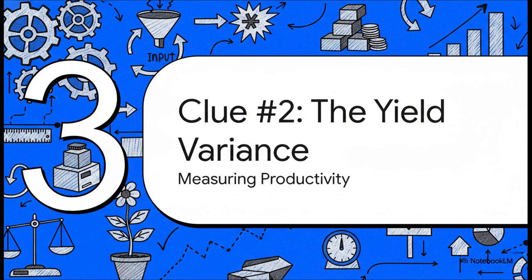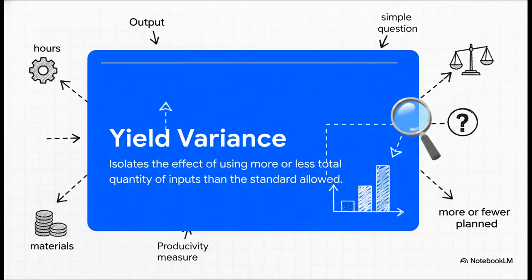This one looks past the cost of the recipe and focuses on the results. Now that we've isolated the cost of the mix, we need to ask, for all the ingredients we put in, how much did we actually get out? The yield variance is our ultimate productivity measure. It totally ignores the specific mix and asks a really basic question. To get our final product, were we wasteful or were we efficient? Did we use more total hours or materials than we should have? Or did we somehow manage to use less?